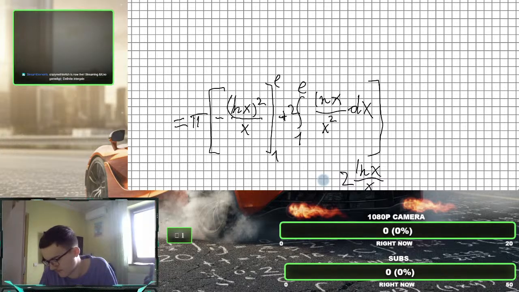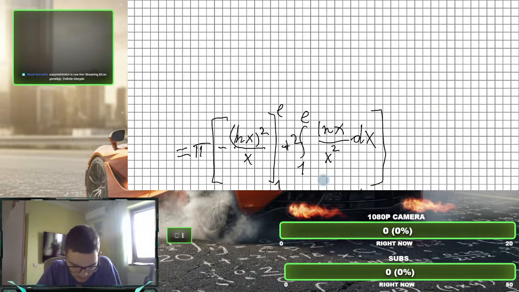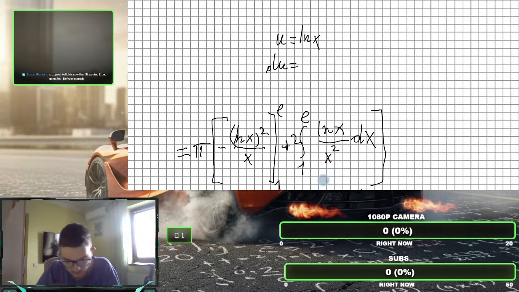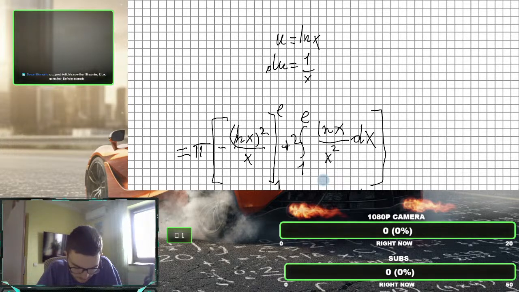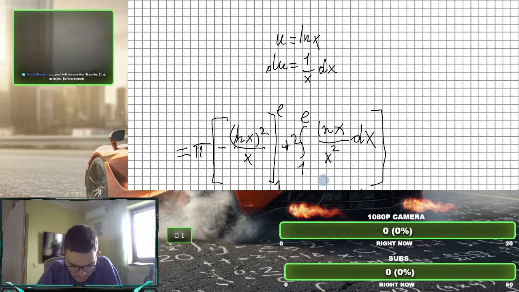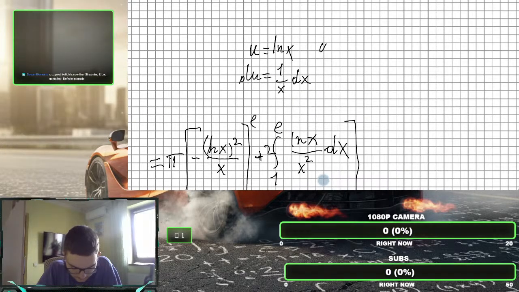Well, if I do use substitution, I can solve this. So let's substitute. u will be equal with ln x, du will be equal with 1 divided by x dx, and the lower limit will be converted to ln of 1, which is 0, and the upper limit is ln of e, which is 1.